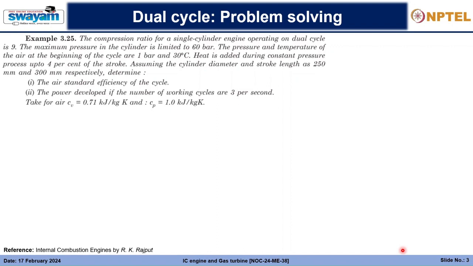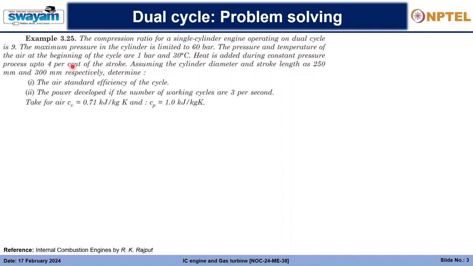So let us read this question and take some time to absorb it. The compression ratio for a single cylinder engine operating on a dual cycle is 9. So we have the compression ratio as 9. The maximum pressure in the cylinder is limited to 60 bar. Okay, the maximum pressure is given. The pressure and temperature of the air at the beginning of the cycle are 1 bar and 30 degrees Celsius. Okay, the inlet conditions are given. The heat is added during the constant pressure process up to 4% of the stroke.